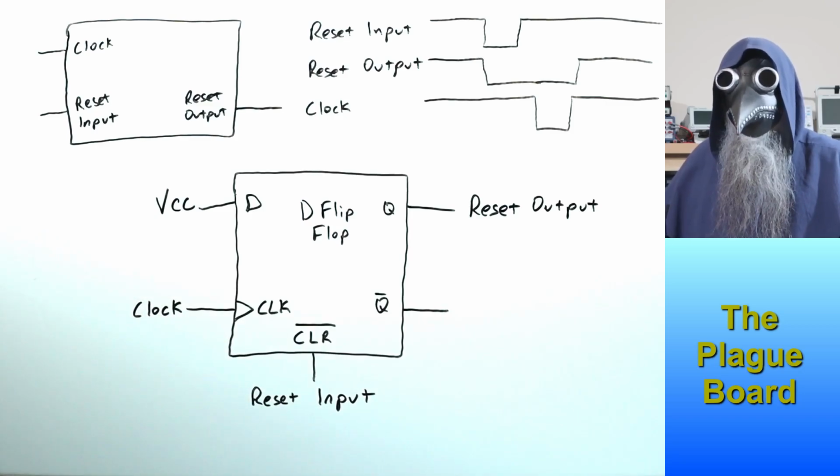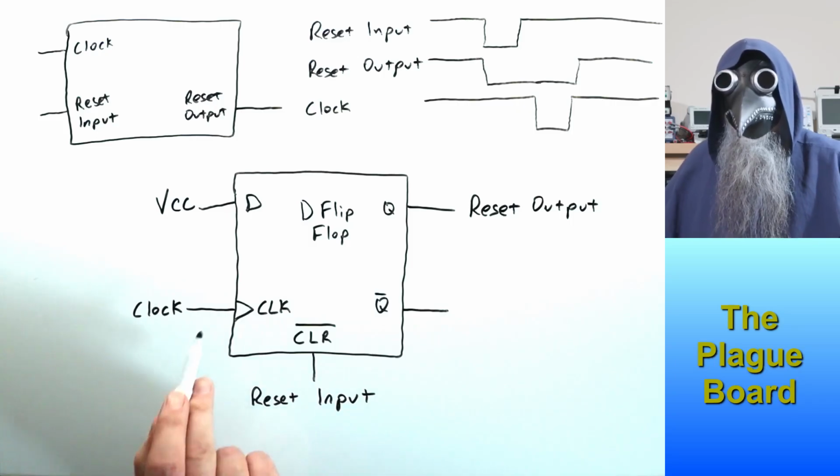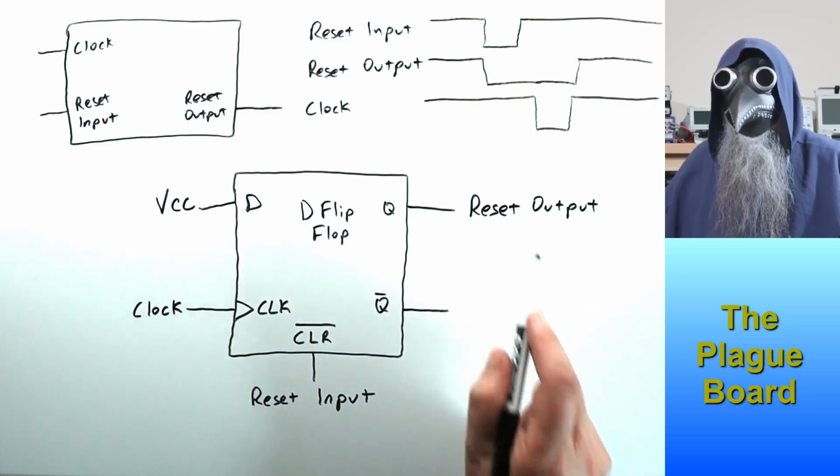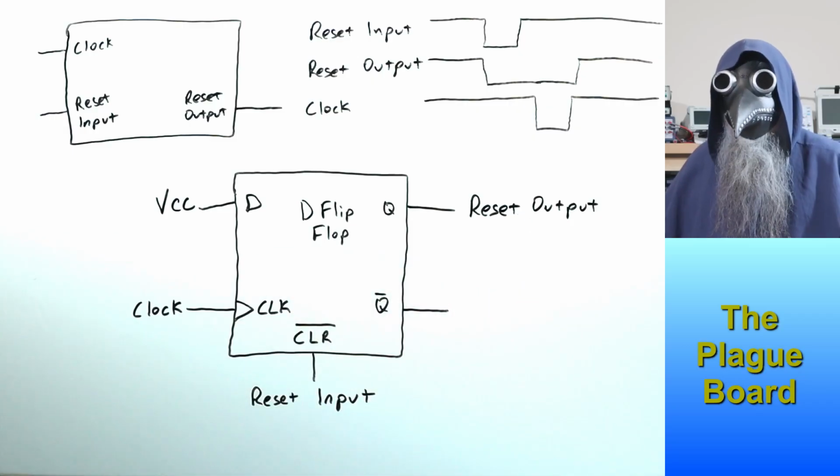Now, the flip-flop output cannot go high until it sees a positive going transition from the clock signal. By the time the reset output goes high, the low to high transition of the clock signal has already transpired. Therefore, we'll always start the CPU with a high clock signal, and the first clock transition will be from high to low. Let's try this out.